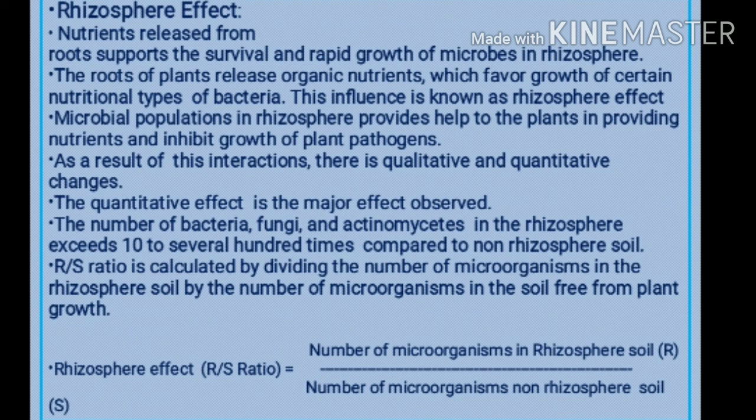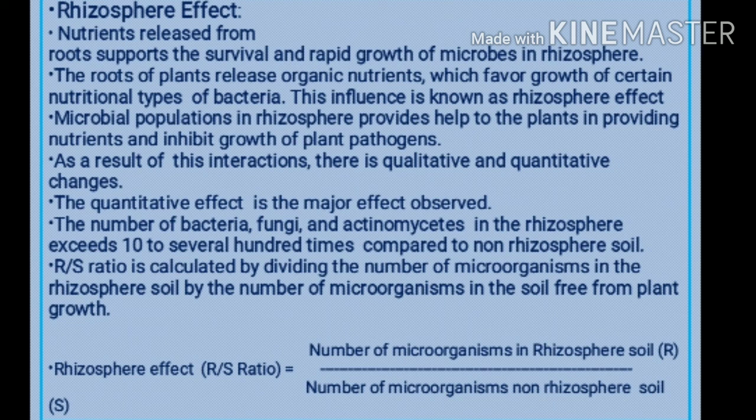So in the rhizosphere area, there are more bacteria, more fungi, more actinomycetes compared to the non-rhizosphere area. The number of bacteria, fungi and actinomycetes in the rhizosphere area exceeds that of non-rhizosphere soil by 10 to several hundred times. So the number of microorganisms in soil surrounding the roots is 10 to several hundred times more compared to root-free soil.